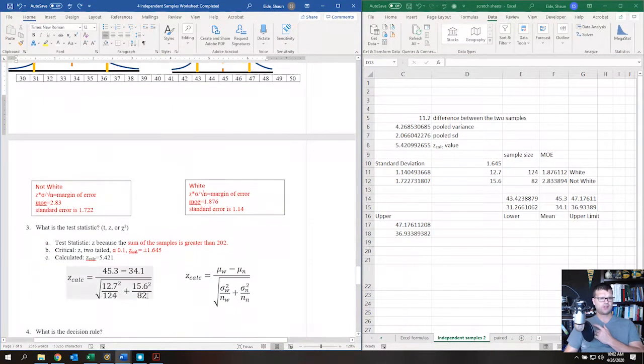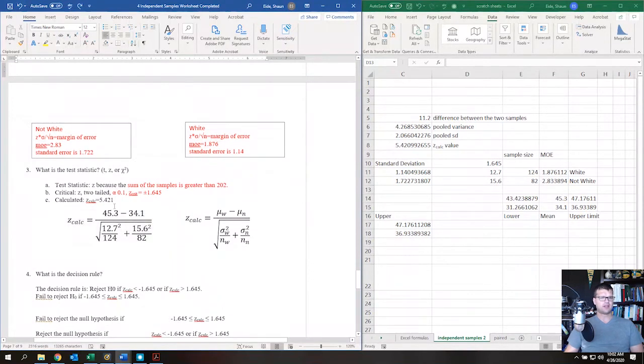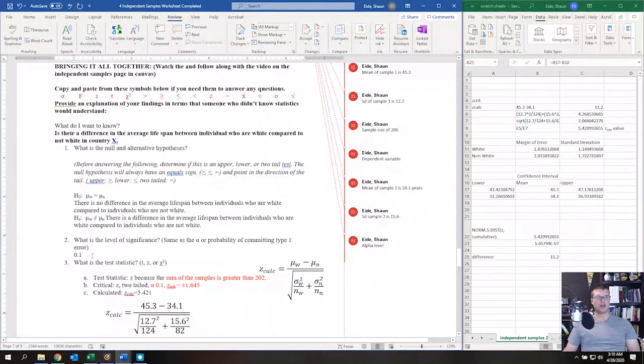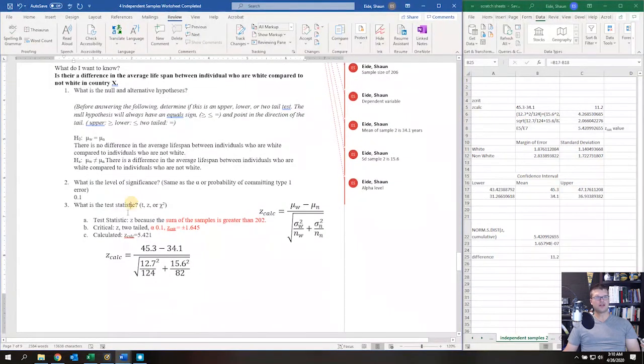So that brings us to the test statistic. What is the test statistic? Or a 0.1 probability of type 1 error. Then what is the test statistic? You can use a t-test statistic.